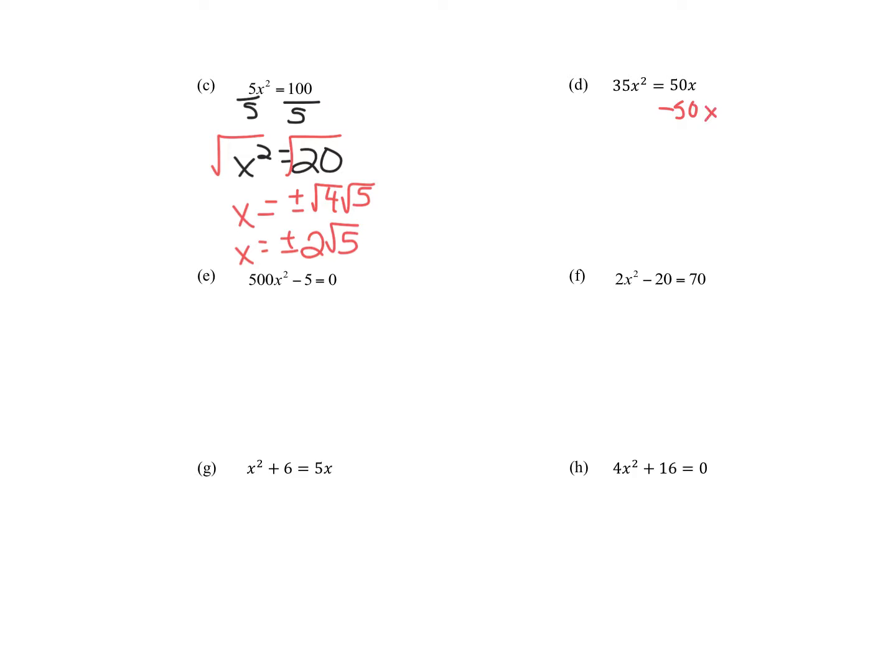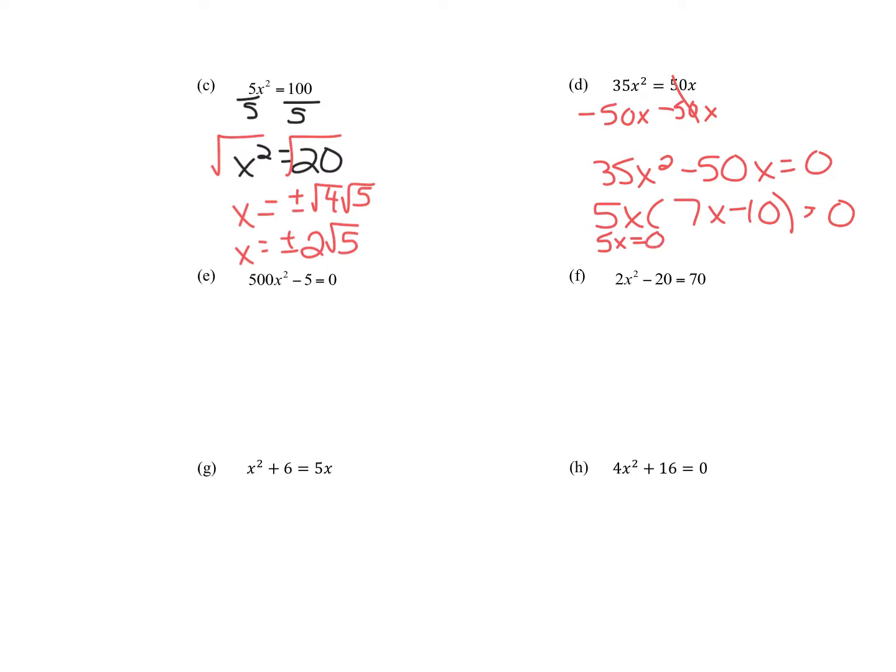I can't take a square root here because that is an x on the 50x. We would factor GCF in this case, take out a 5x. So from this 5x, right, we can set 5x equal to 0 and 7x minus 10 equals 0. So for this one, I'm just going to get an answer of 0, right, when I divide by 5. This one, I'm going to get 10 sevenths. So I did get 10 sevenths the other way, but I lost my answer of 0.